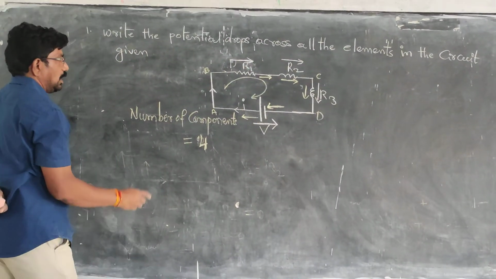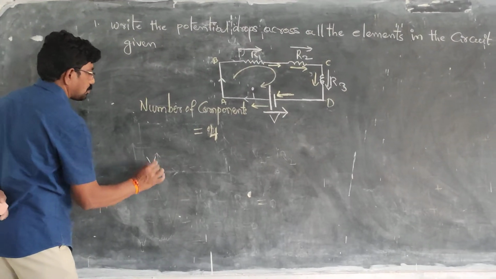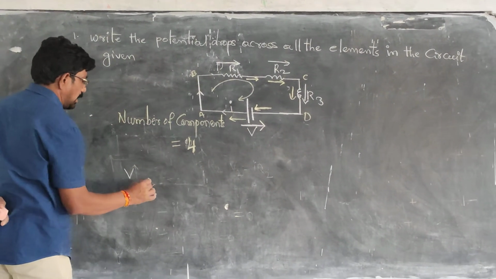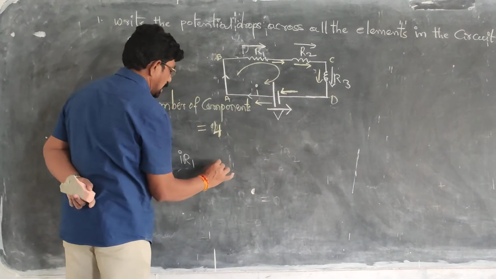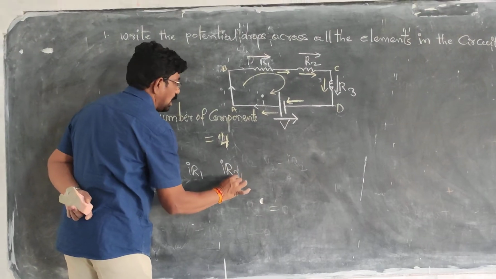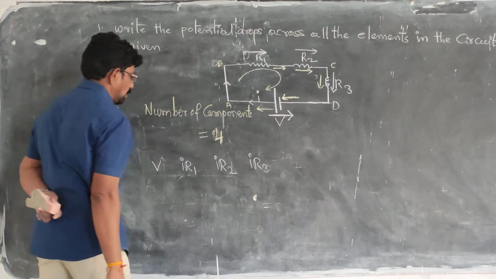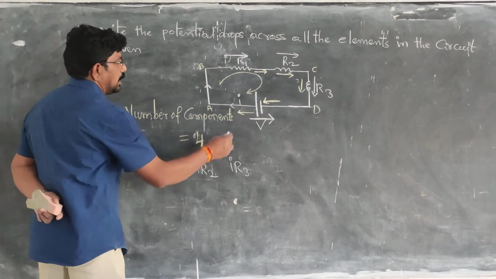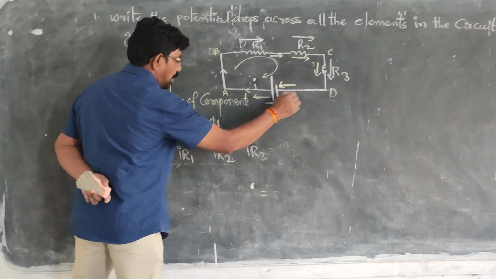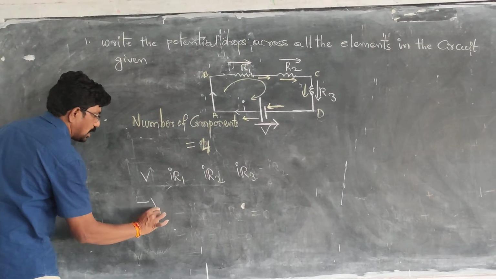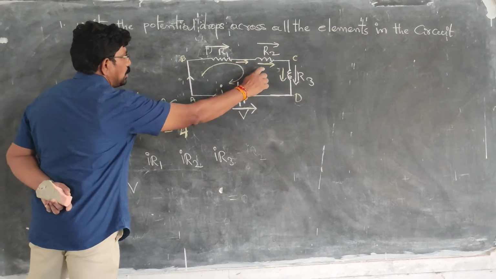Now listen to me. Now list out the potential differences. Here V is there, write down. Next, as per Ohm's law, this is IR1, this is IR2 and this is IR3. Now see this one, the current is moving along this direction. This is the assumed direction, but the current is moving in the opposite direction. So the arrows are opposite, and this is minus V.